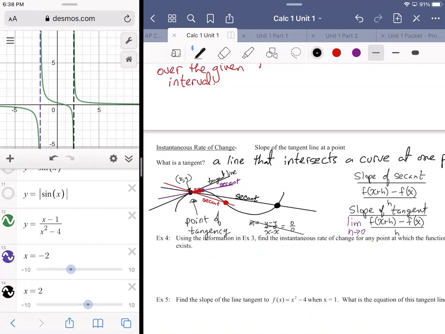All right, and we'll do this again with the alternate formula, but that's in a little while.